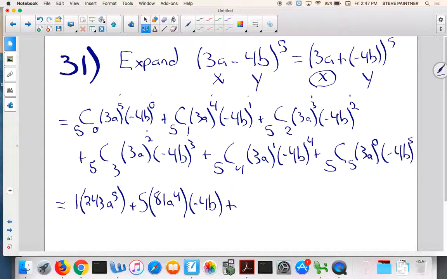Next term is 5 choose 2. Really nice to have your Pascal's triangle on hand. I'm just looking at mine in the room.